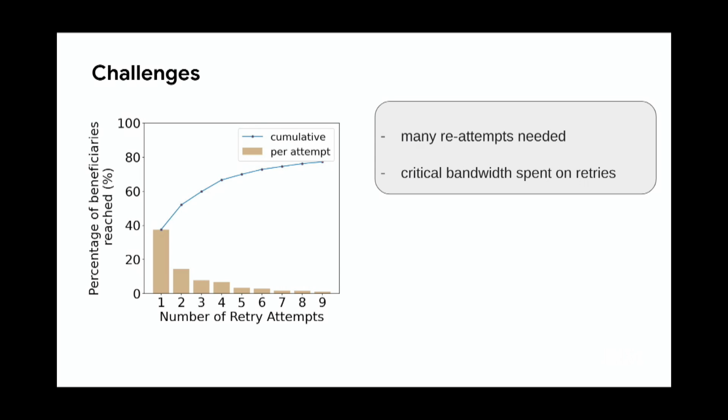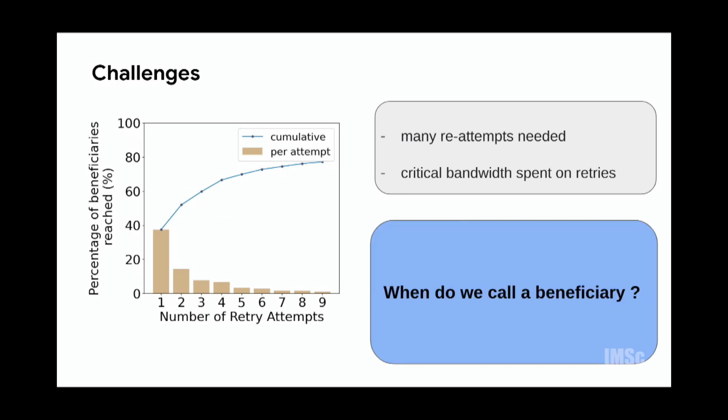Here are some actual numbers that we got from this NGO. Only 35 to 40% of people pick up their calls on the first attempt, and even after 9 attempts, only 75% of people pick up the calls. So the key question is, when do we call a beneficiary? And now I'll show you how collaborative bandits can be used to solve this problem.